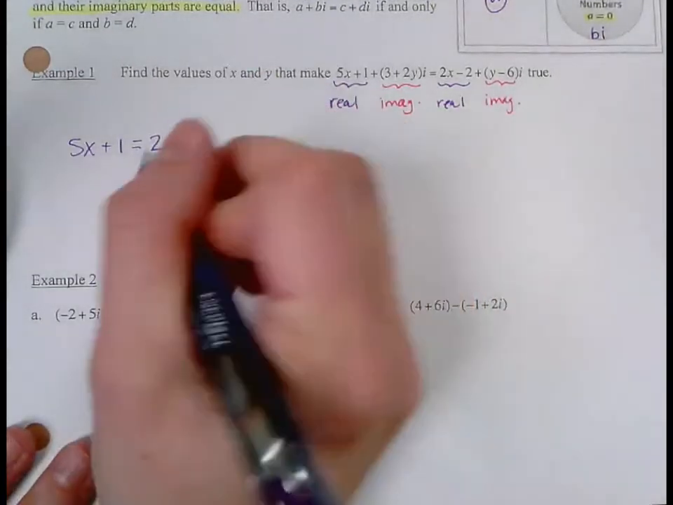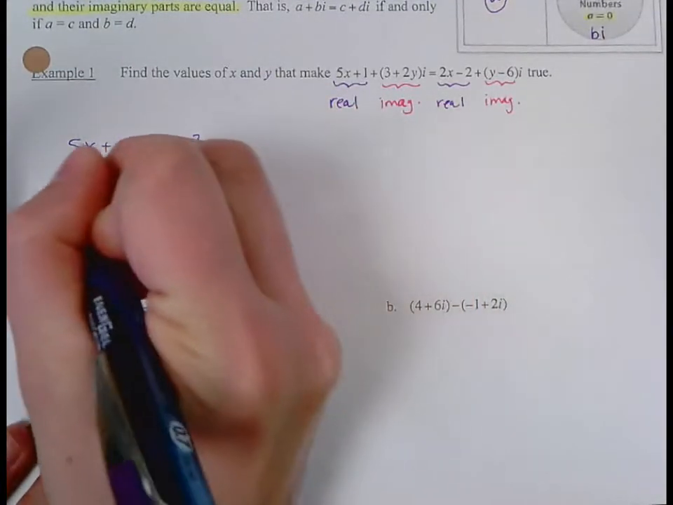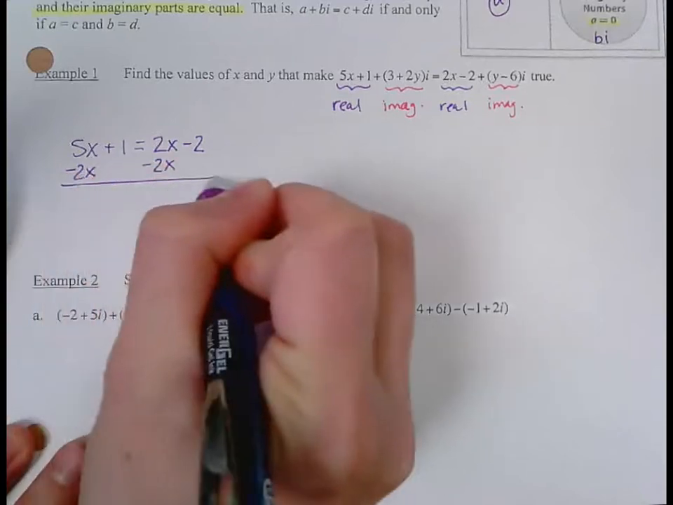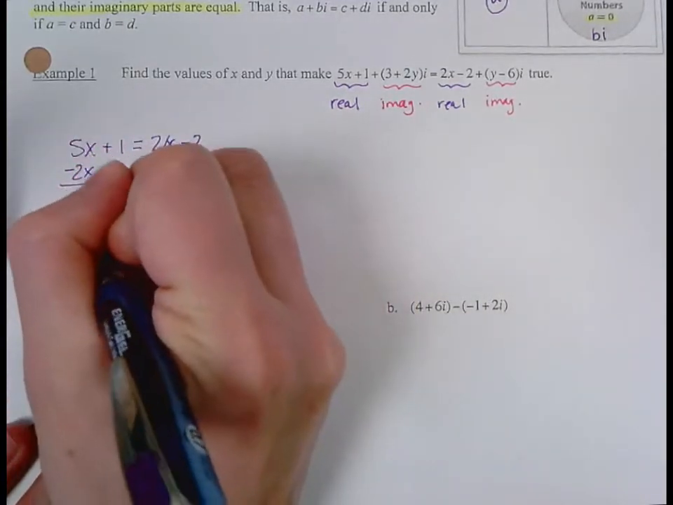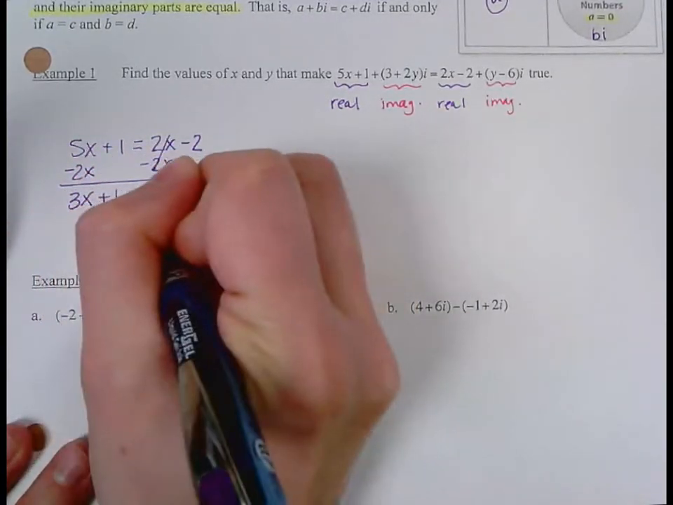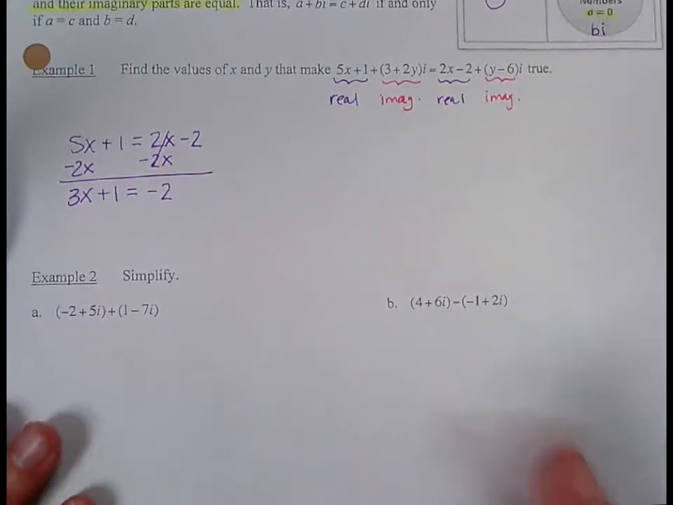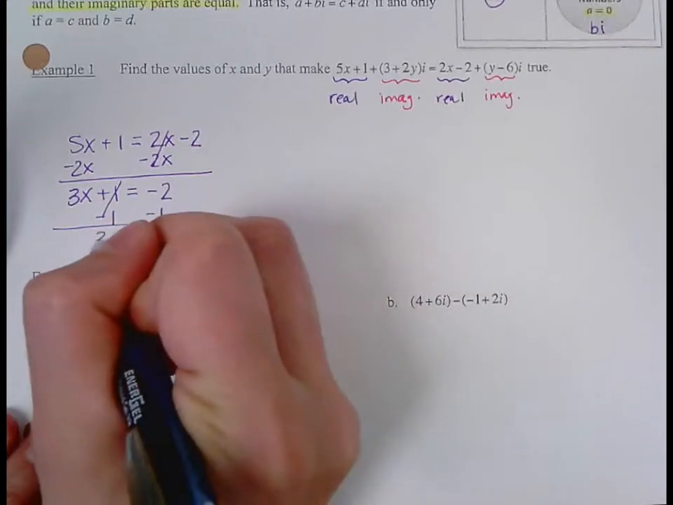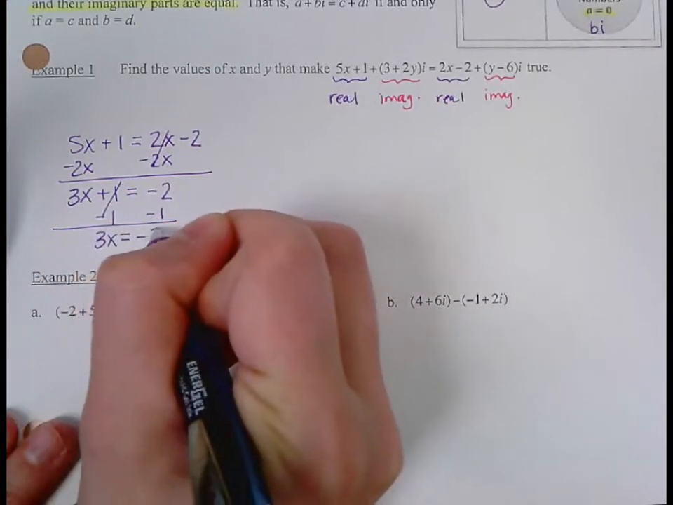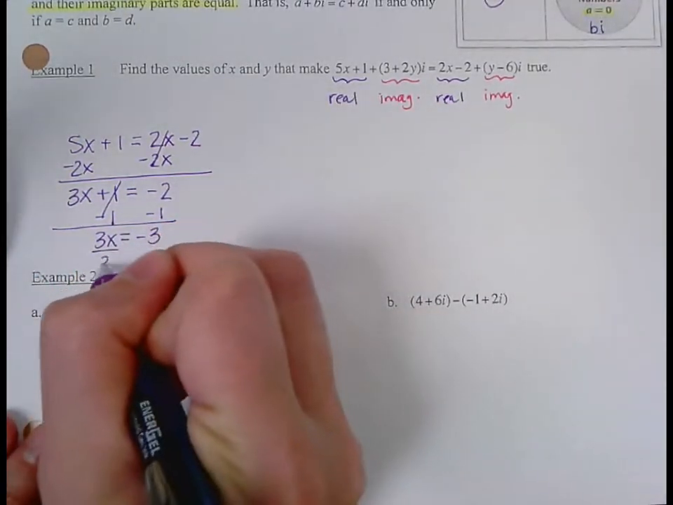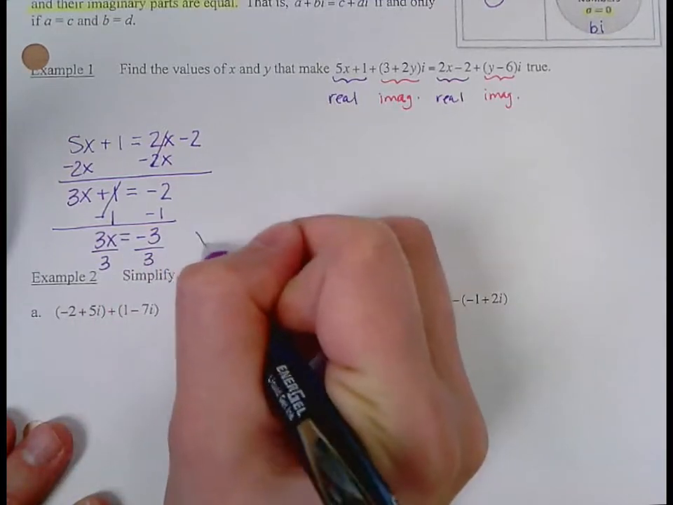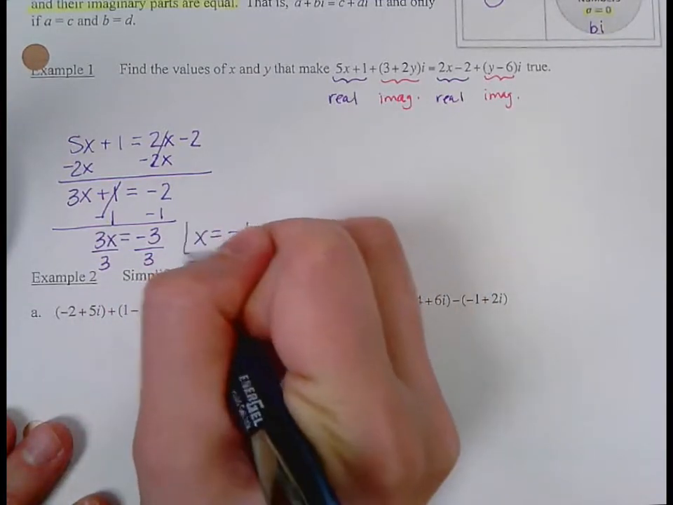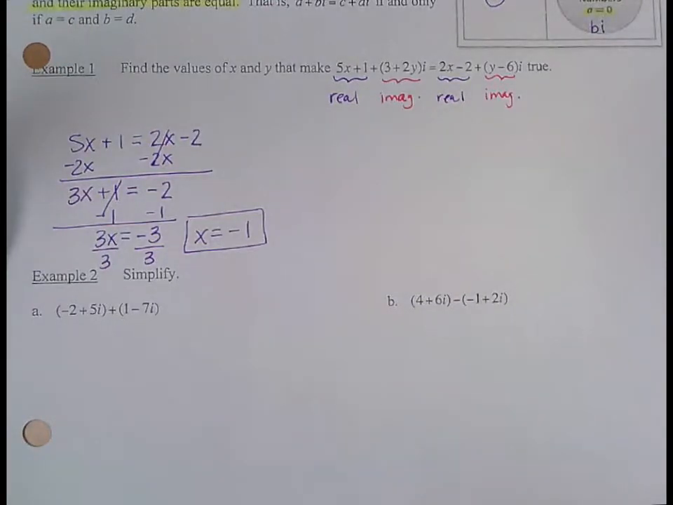So solving for x, I can subtract 2x from each side. And that would be 3x plus 1 equals negative 2. Subtract 1 from each side. So 3x would equal negative 3. And then divide by 3. So x is negative 1. That's the value that makes the real parts equal to each other.